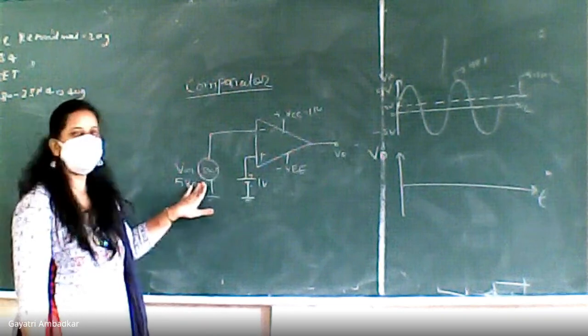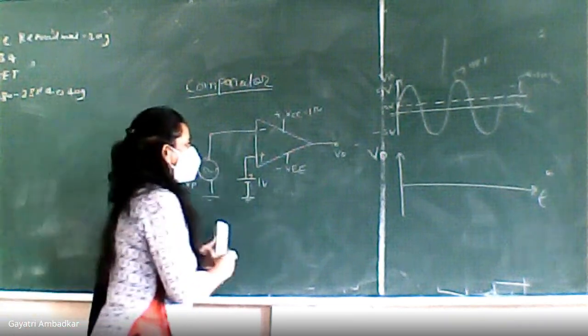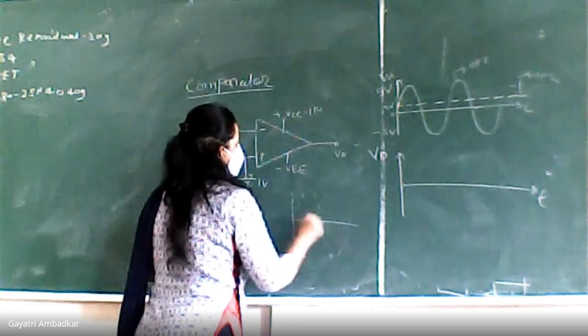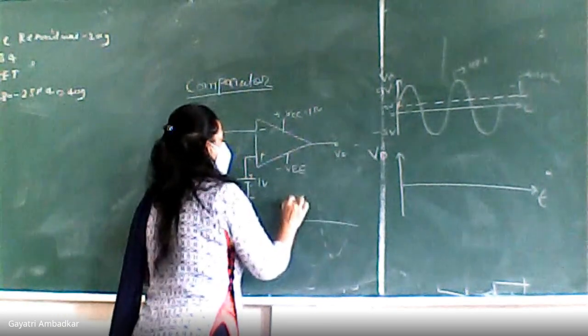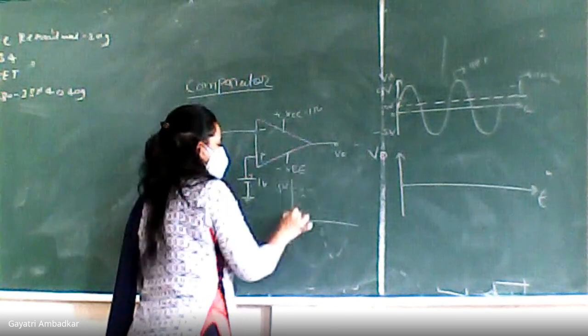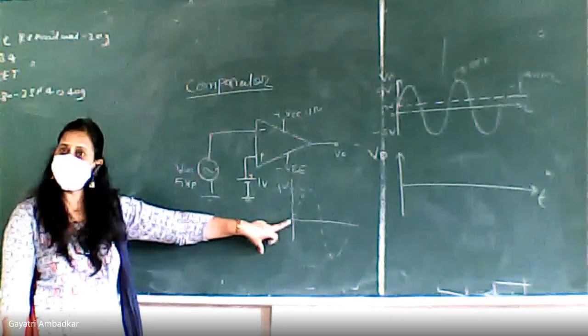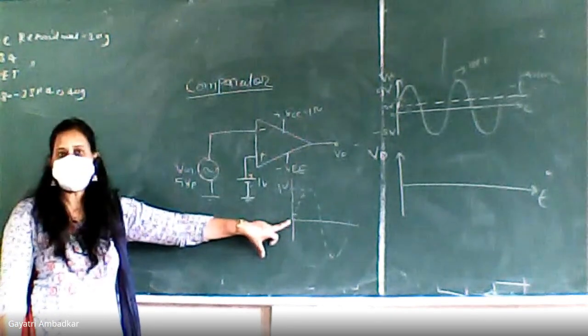Let's say the instance of it is 1 volt time. So let's say it begins from 0. I will now compare both signals at every instant.